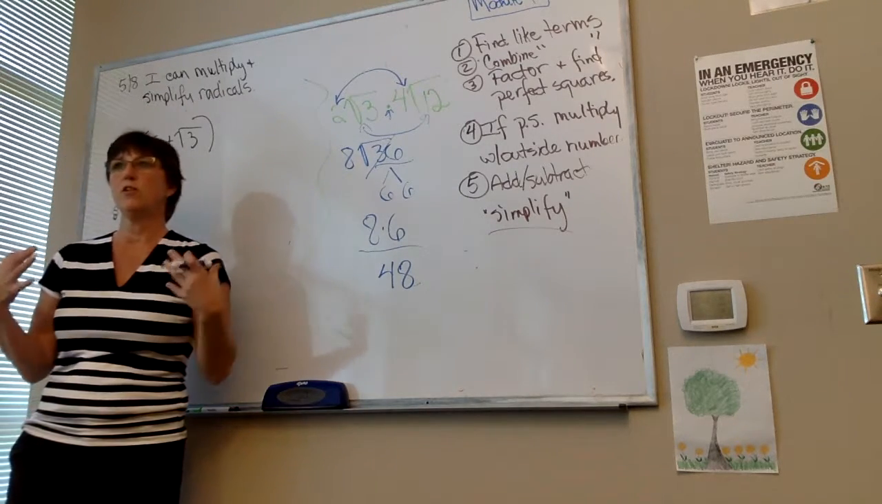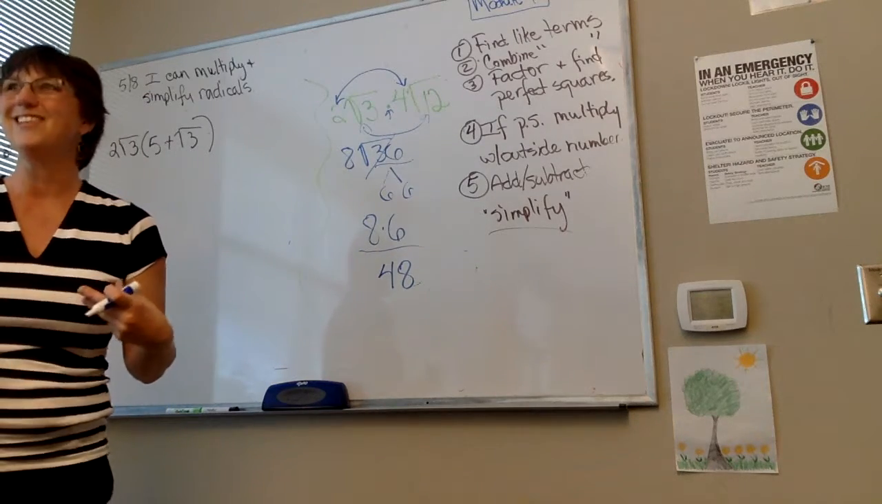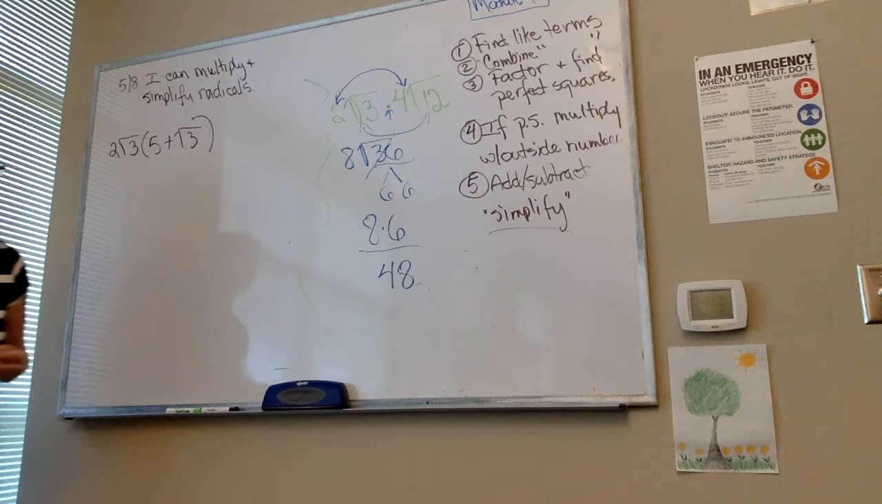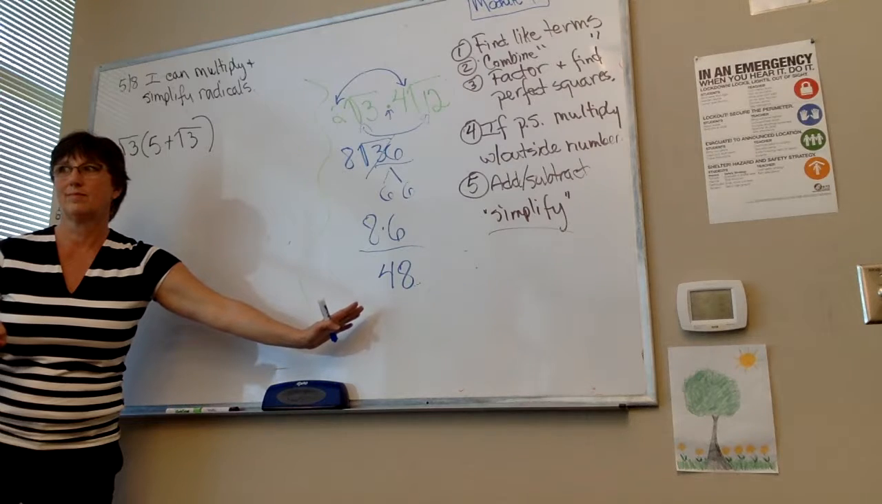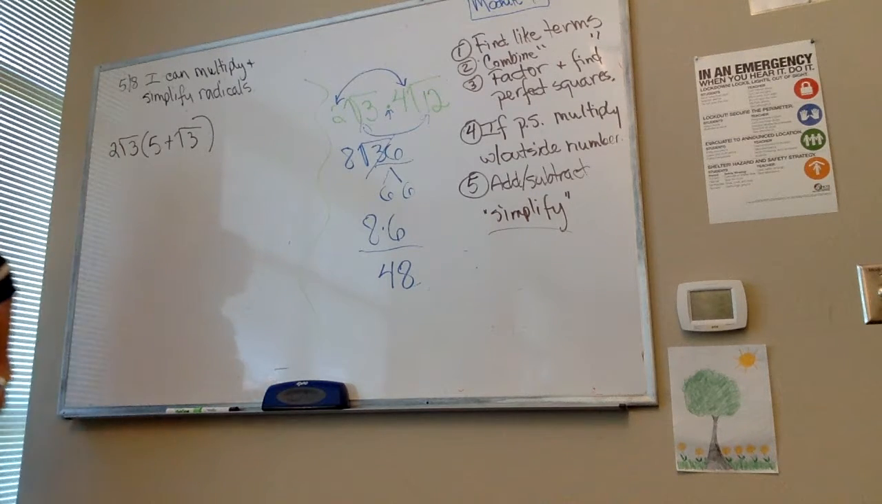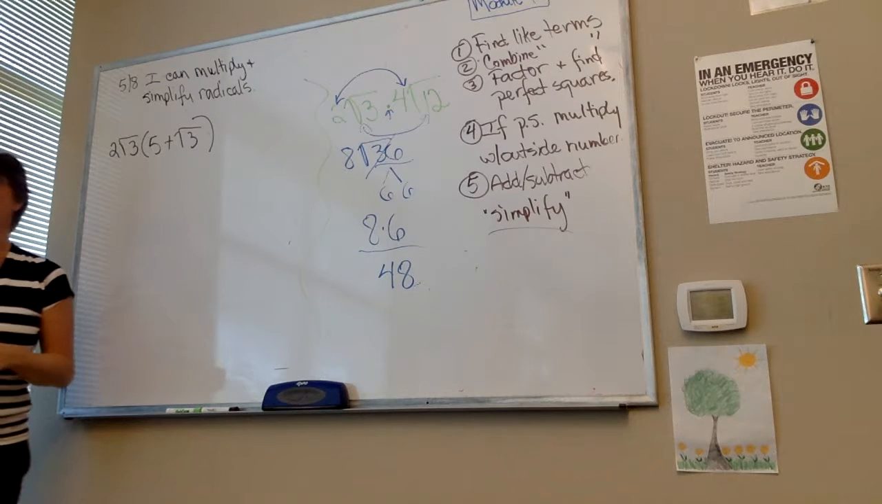So our mantra is going to be, how do you get started? All right, any questions about this problem? That's the trick with math, right? Knowing how to get started. So here we have 2 times the square root of 3, in parentheses, 5 plus the square root of 3.